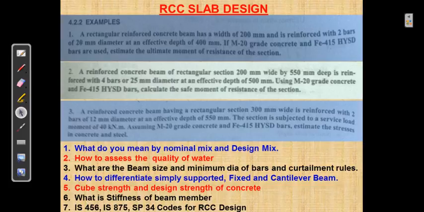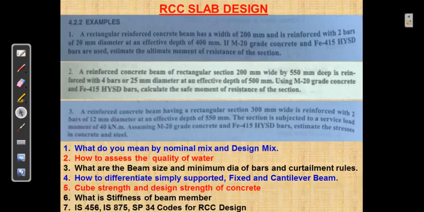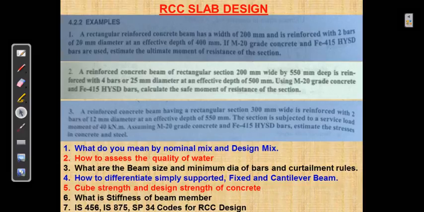See, some questions will be there. What do you mean by nominal mix and design mix? How to assess the quality of water? It depends on the pH value. Then what are the beam size, minimum diameter of bars and curtailment rules? Then cover of RCC members like that. So many questions will be there.